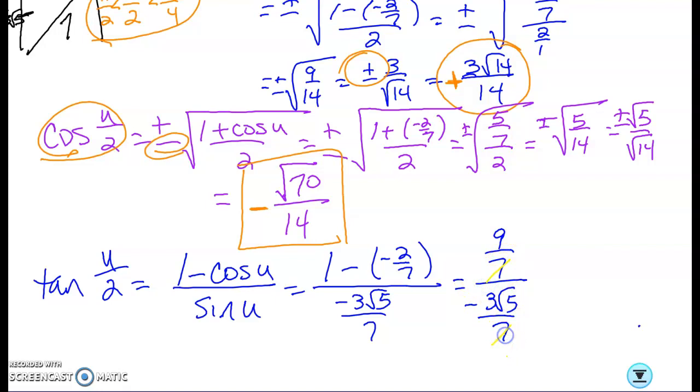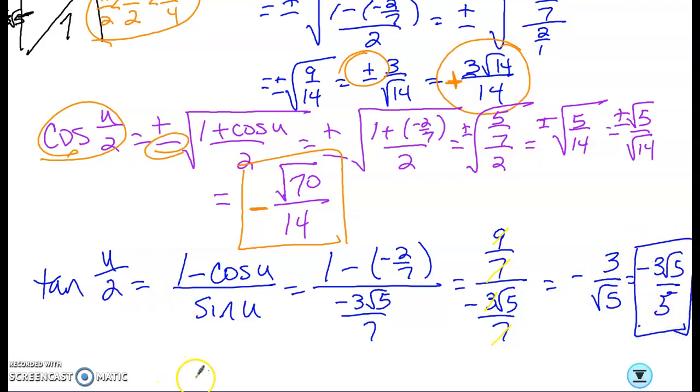Our 7s are going to cancel. The 3 is going to go into our 9. And right now we have 3 over the square root of 5, which we will rationalize. And that gives us negative 3 square roots of 5 over 5. And that's our final answer. We don't have to worry about a plus or minus because there was no plus or minus in the formula. It comes out in the equation.